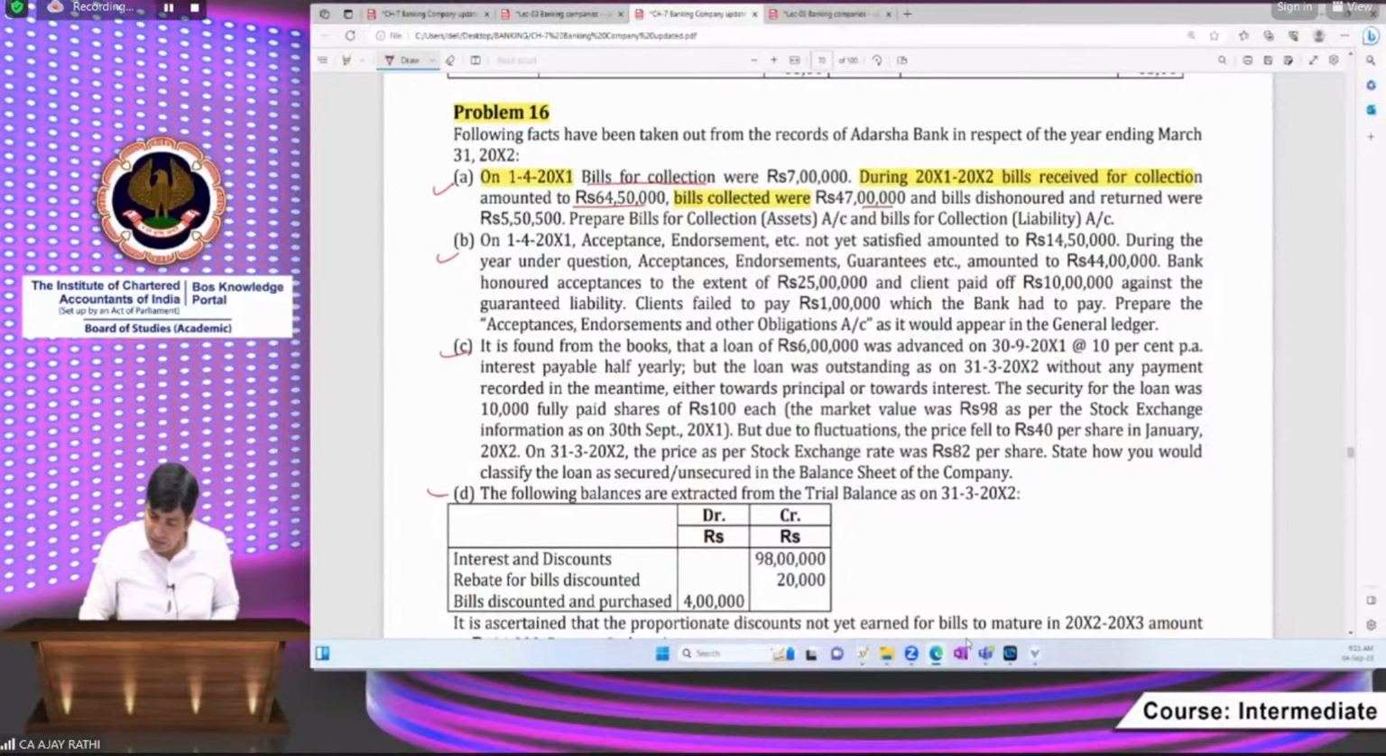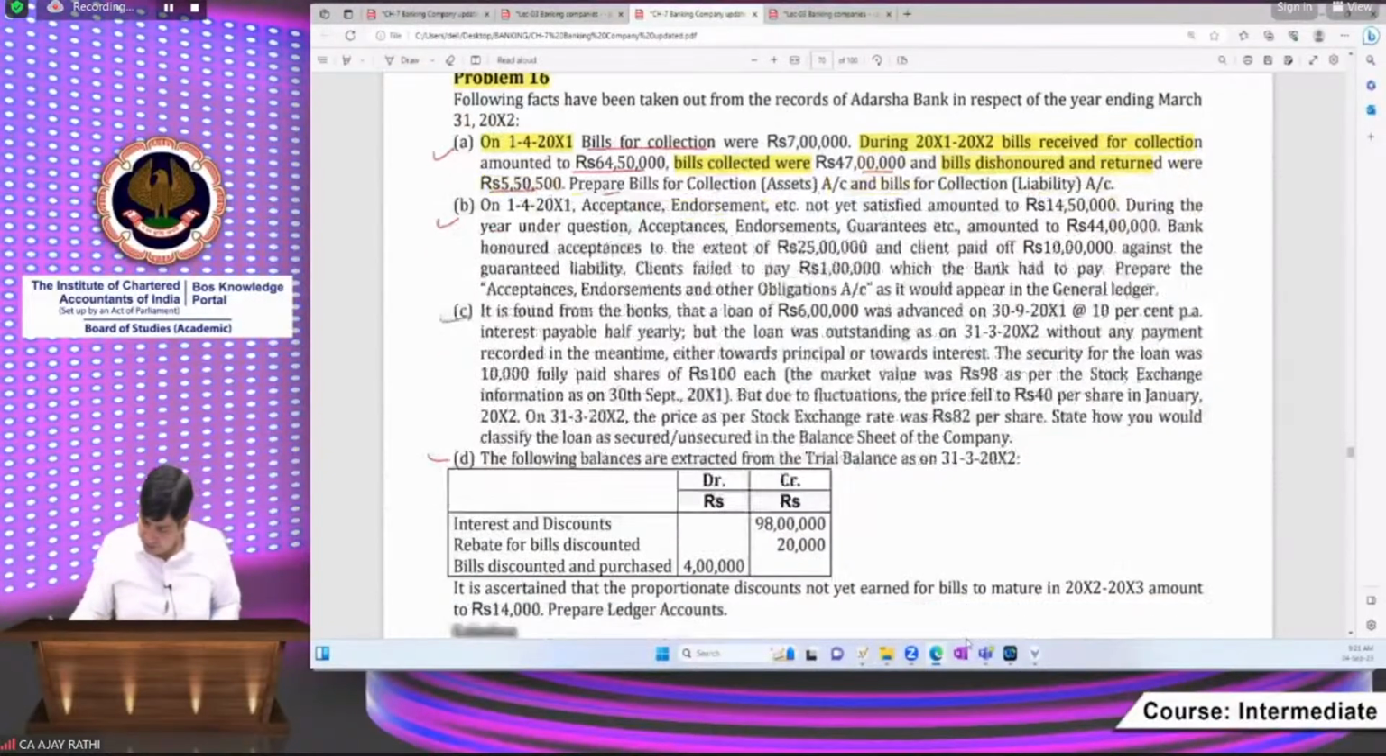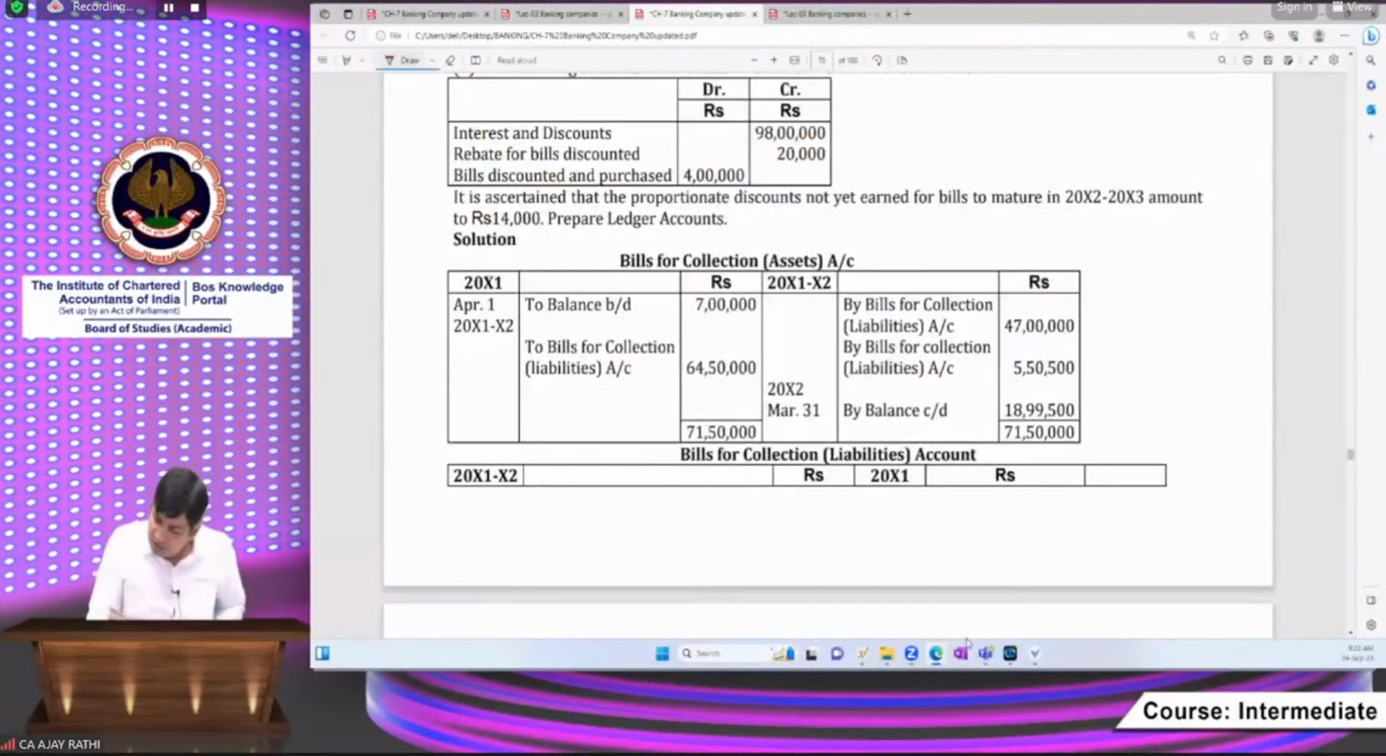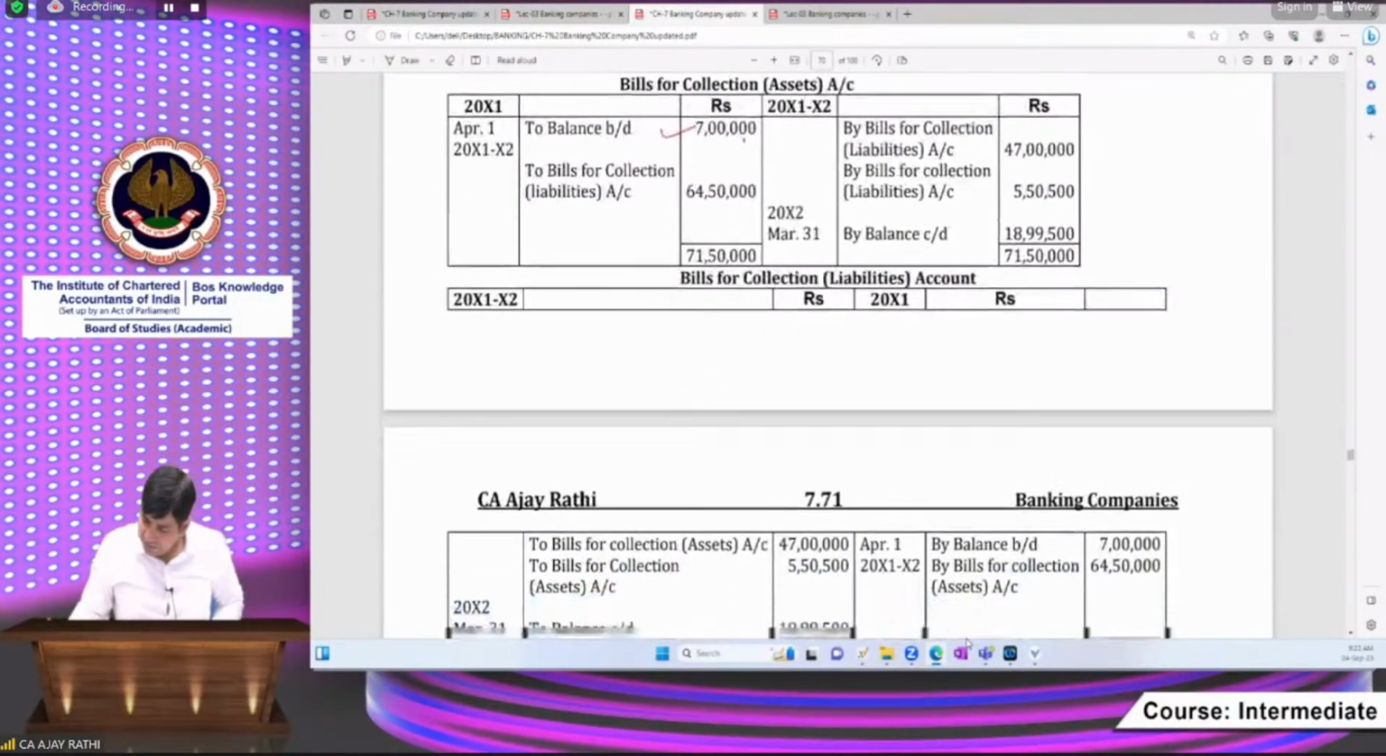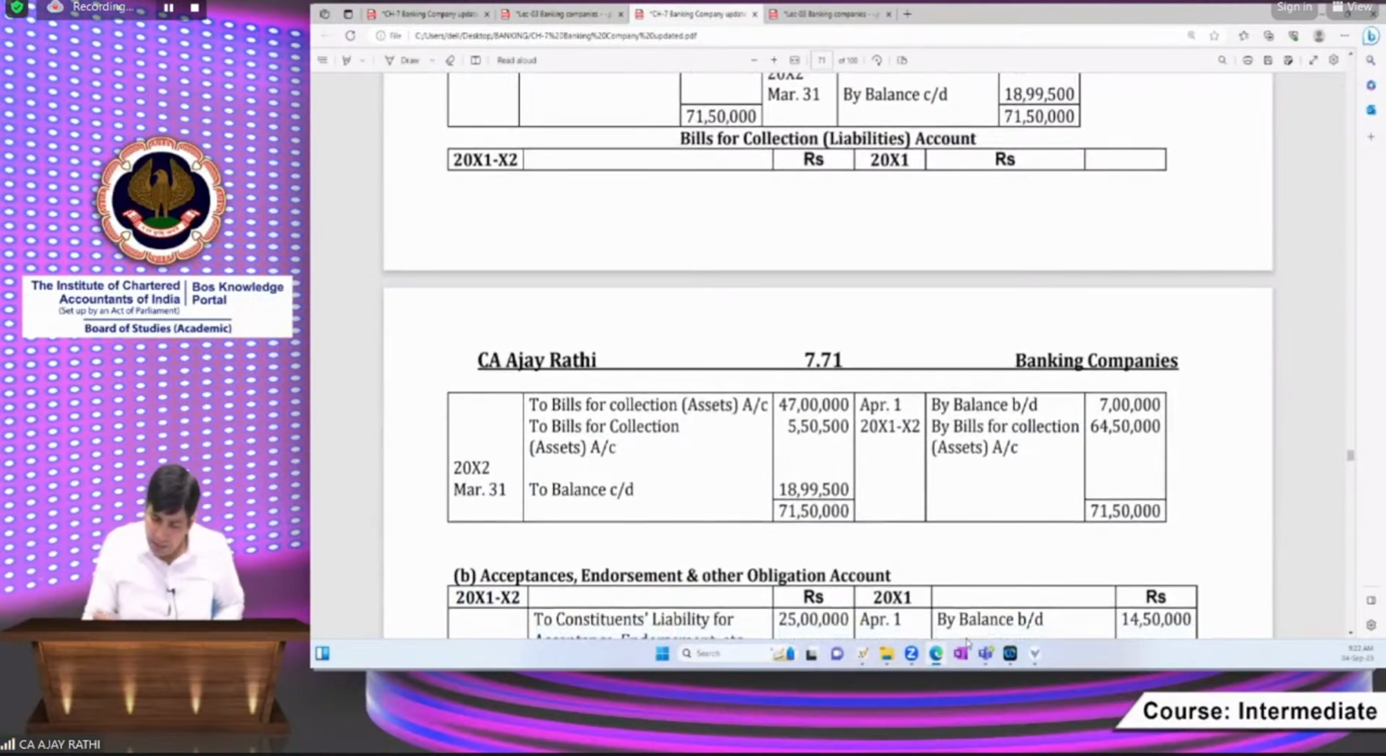47 was cancelled. This was already done. Can I say bill dishonor? The same thing will happen in this case. Prepare the bills for collection and assets and liability account. Come on, check this first. Sorry, this is the balance of 7 lakh in the starting in the assets ledger, and correspondingly the liability ledger is also there. That is the 7 lakh.